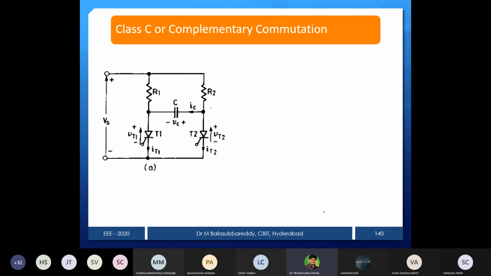Now we'll see Class C commutation, also called complementary commutation. What is the meaning of complementary commutation? Here there is no specific main thyristor and auxiliary thyristor. Both thyristors are there in our circuit. If at any instant I want to turn on T1, and after some instant I want to turn it off, I make use of T2. If you turn on T2, T1 will be off, or if T2 is on and you turn on T1, then T2 will be off, like this. That is complementary commutation.